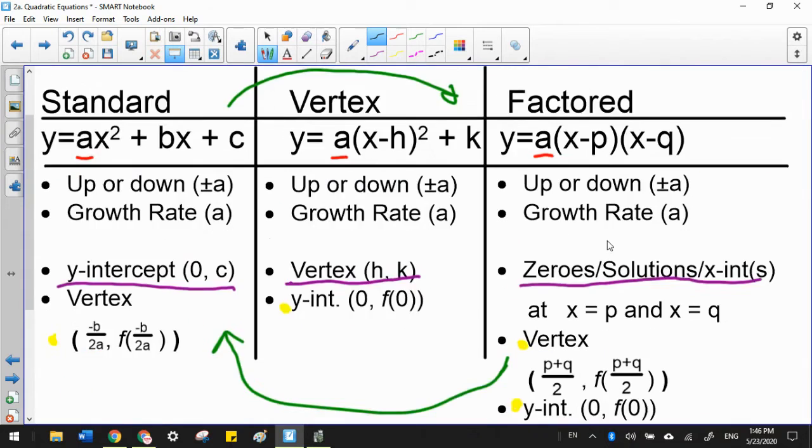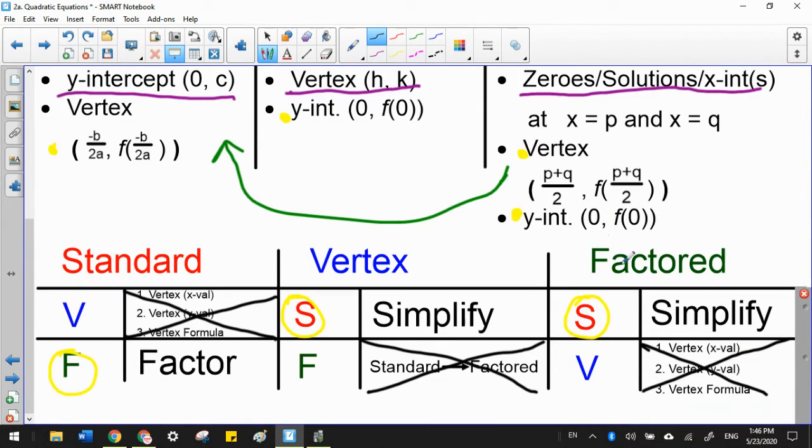This is how the different types of quadratics relate to each other, and understanding how they all interact with each other is going to be really helpful. And we move.